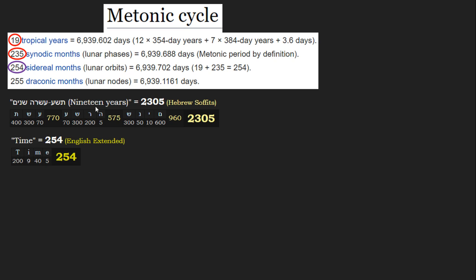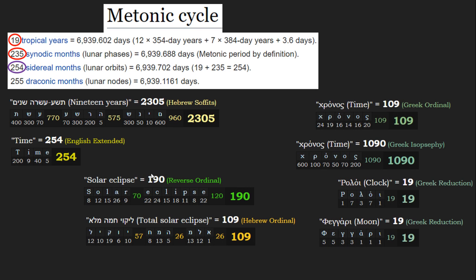When you write out 19 years in Hebrew gematria, you get this value of 2305 using the Sophit's method. And this is significant because there's 235 synodic months in the Metonic cycle. If you add the 19 years to 235 synodic months, you get 254, which is the number of sidereal months in the Metonic cycle. The word time sums to 254 in extended.